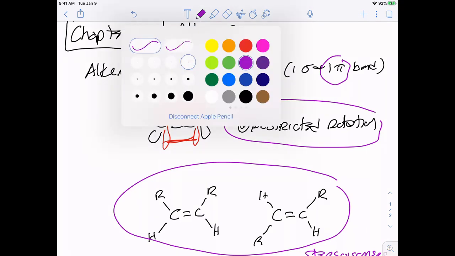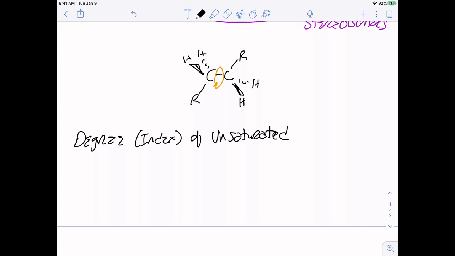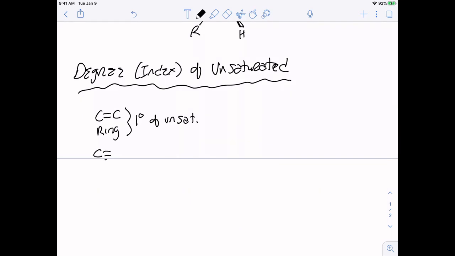The other thing I want to talk about before we get into actual nomenclature is calculating our degree or index of unsaturation. Our alkenes are unsaturated. And we just want to remember that one double bond or one ring is 1 degree of unsaturation. In chapter 11, we're going to have triple bonds, and a triple bond counts as 2 degrees of unsaturation. So we have a little formula for calculating the degree of unsaturation. And based on the degree, we have some combination of double bonds or rings or triple bonds.